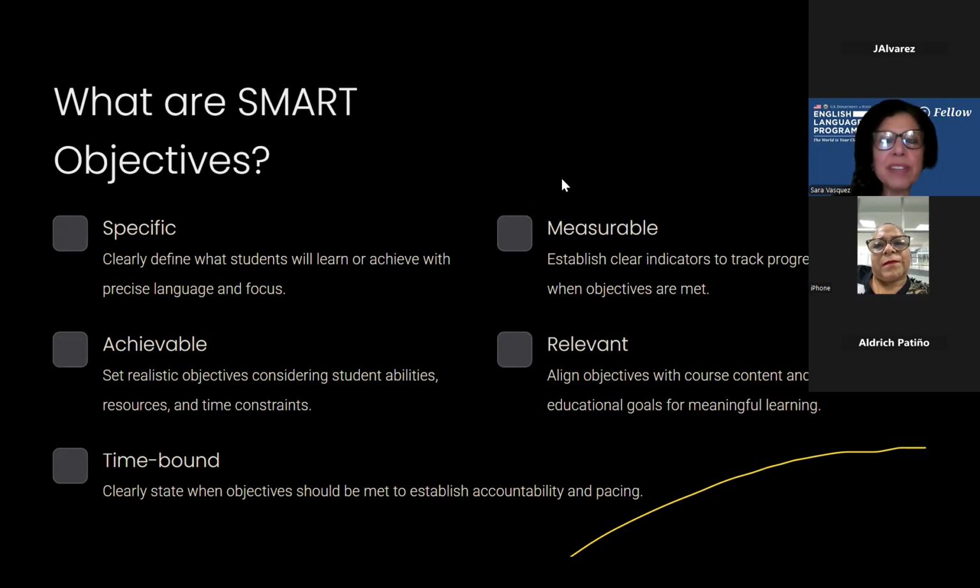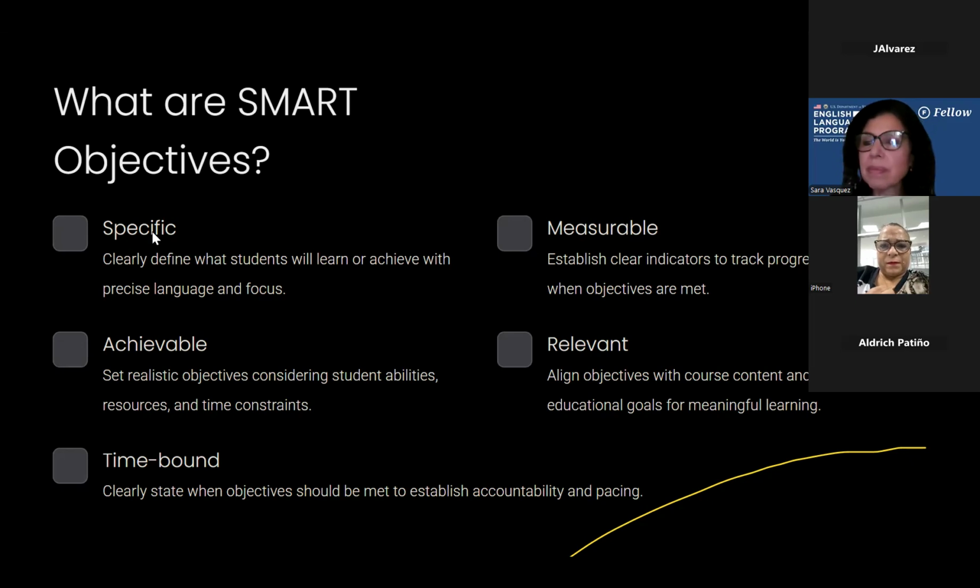With SMART objectives. What about the M? The M is measurable. Establish clear indicators to track progress and determine when objectives are met. I can't emphasize how important measurable is, because that is what's going to allow us to observe and assess and evaluate our students. What about the A, Joelle?